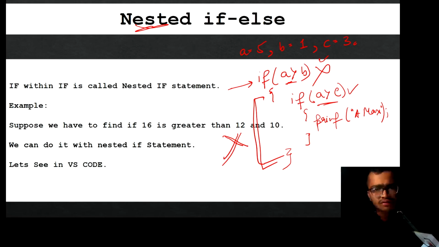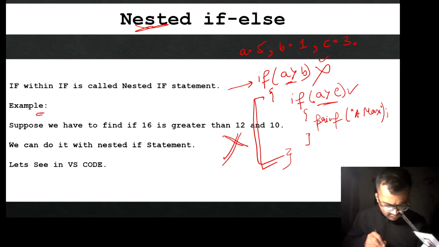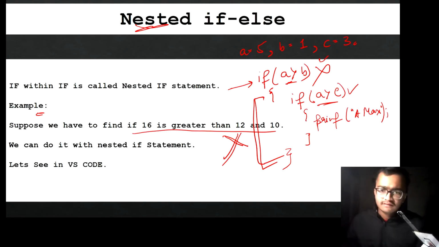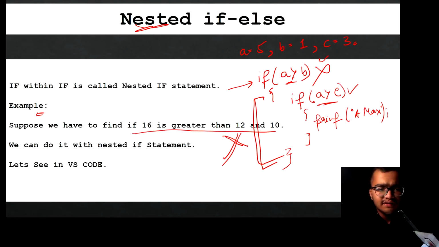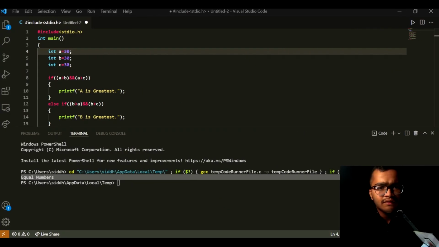Let's open our VS Code and see our code. We have an example over here. Suppose we have to find if 16 is greater than 12 and 10. So what will we do? We can do it with nested if else. So let's go to VS Code. We are in VS Code, and we have to check if 16 is greater than 12 and 10.